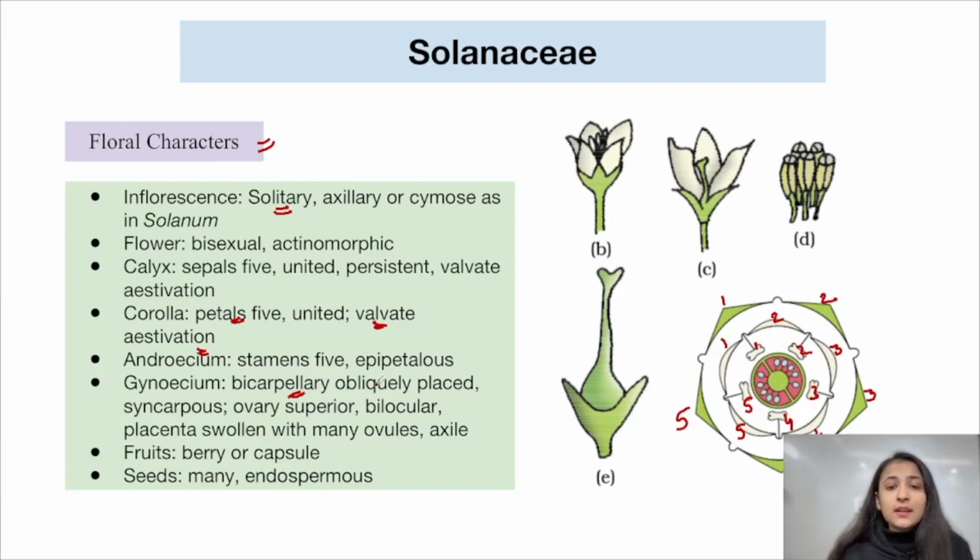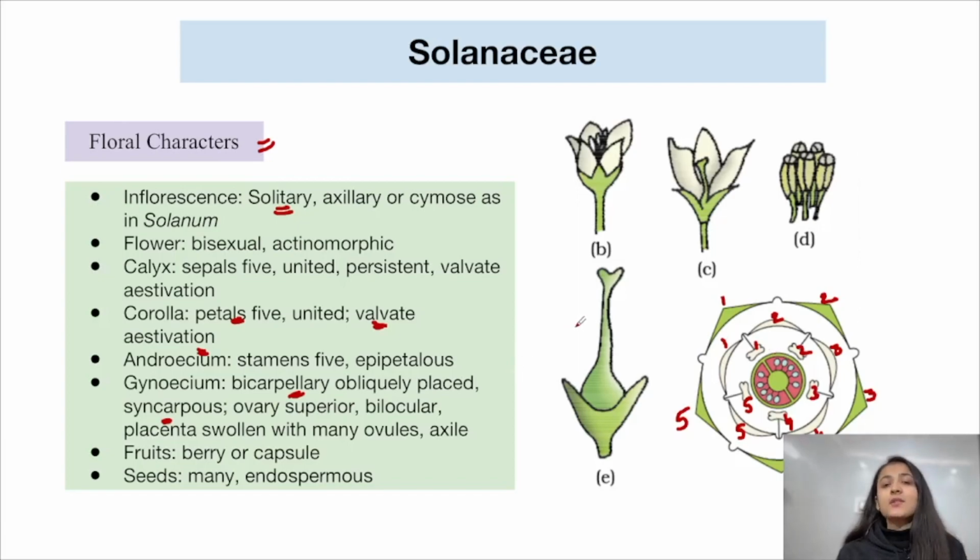Okay. Since the ovaries are fused with each other, the condition is syncarpous. The ovary is superior in this case. Okay, and it is bilocular. Now bilocular means that two locules are present. Okay, so this septa is dividing the bicarpellary ovary into two locules. Okay, so this is ovary number 1, this is ovary number 2. They are fused together. They are separated by the formation of this septa, which is obliquely placed.